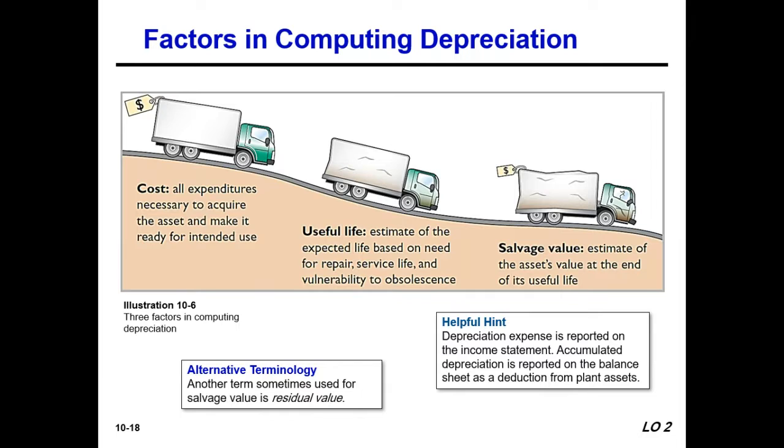At the end of its useful life, what will happen? Another terminology for salvage value, if you look at the bottom here, alternative terminology. In some questions, you may see the word salvage value. In some questions, you may see residual value or remaining value or leftover value. So you have to read it, residual value. Now, depreciation expense is reported in the income statement and accumulated depreciation is reported in the balance sheet as a deduction from the plant assets.